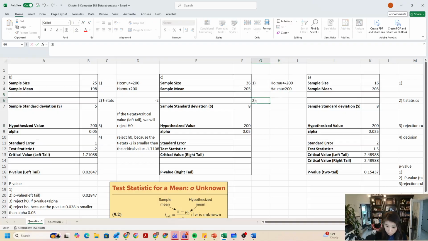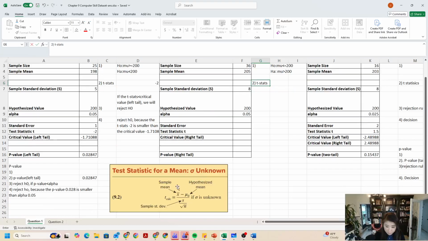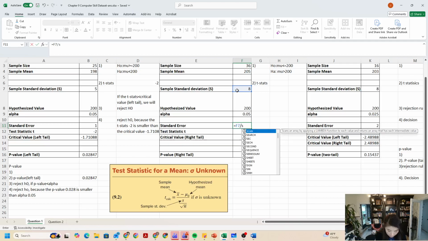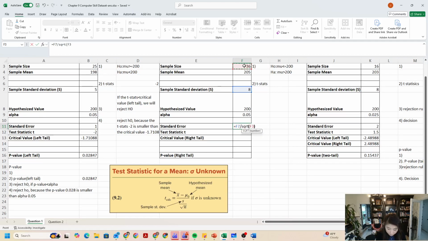Step number 2, the t-stat. Again, use exactly the same formula we've been seeing many times. For the t-stat, we start by calculating the standard error. Standard error is the sample standard deviation divided by the square root of n. Okay, so that gives me this denominator here. Now let's calculate the t-stat.